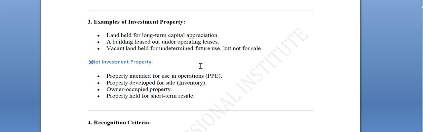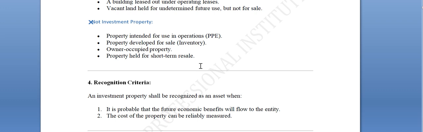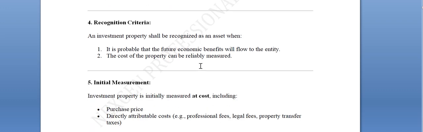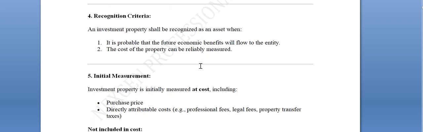That is under the examples. So quickly, I told us whenever we are looking at a standard, we just do the overview, and then we move to the recognition, the measurement and the disclosure. Those are the 4 key things that you must know about any standard that we are looking at. So, recognition criteria. An investment property shall be recognized as an asset when it is probable that the future economic benefit will flow to the entity.